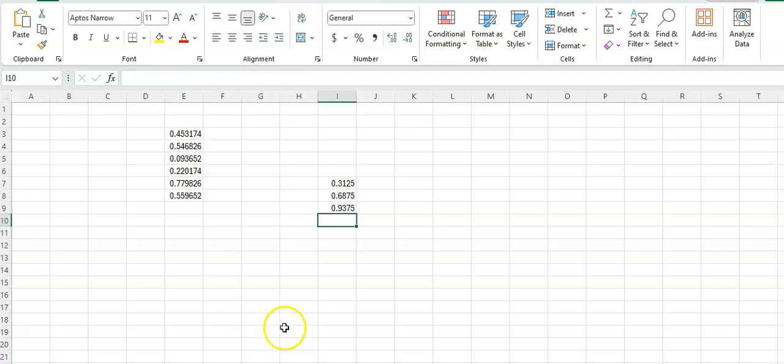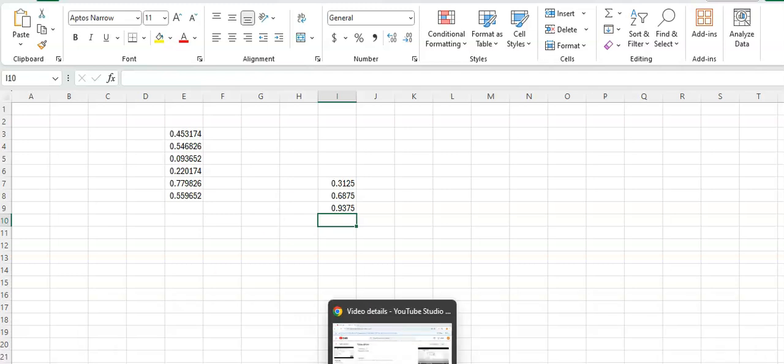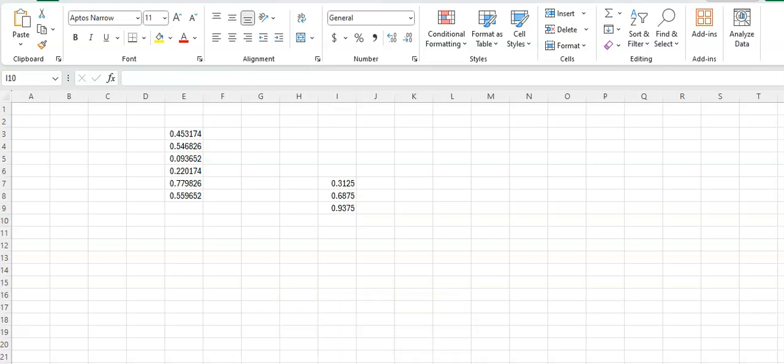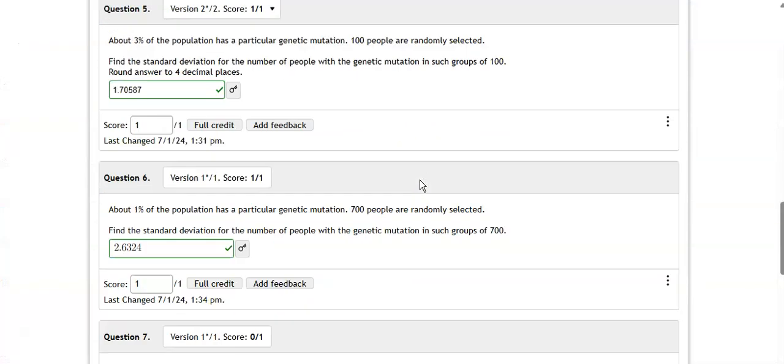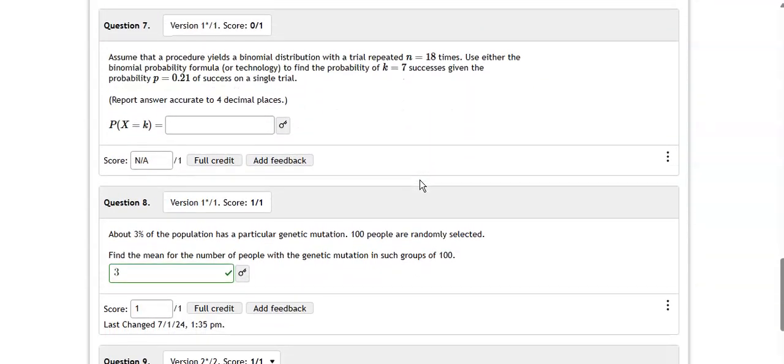All right, now let's go to the other problem that you were thinking about. I think it's over here, and I think it was 7. Yeah, all right, now 7. Let's write down what we have here first, just so I don't have to keep flipping back and forth. 18 trials are our n. In this case, our number of successes is 7, and our probability is 0.21.